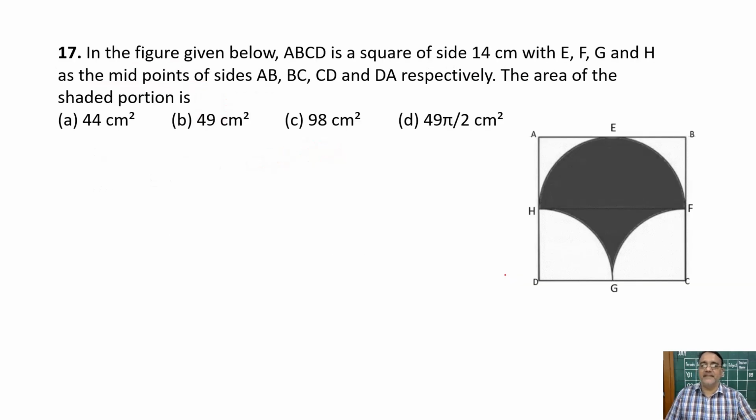In the figure given below, ABCD is a square of side 14 centimeter with E, F, G and H as the midpoints of sides AB, BC, CD and DA respectively. The area of the shaded portion is. अभी ध्यान से देखो यहाँ पे हम लोग स्क्वायर को दो इक्वल पार्ट में डिवाइड कर दिए, दोनों ज्वाइन करेंगे तो इक्वल पार्ट में डिवाइड होगा. सो दिस इज हाफ स्क्वायर एंड दिस इज हाफ स्क्वायर, राइट.